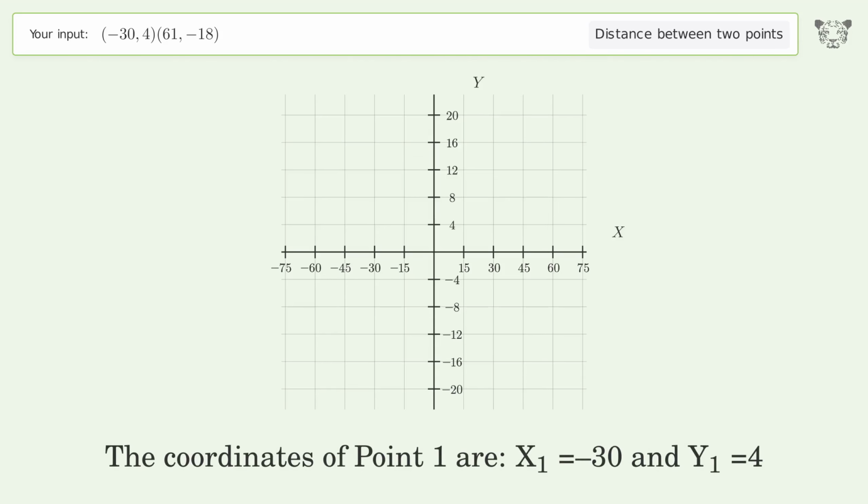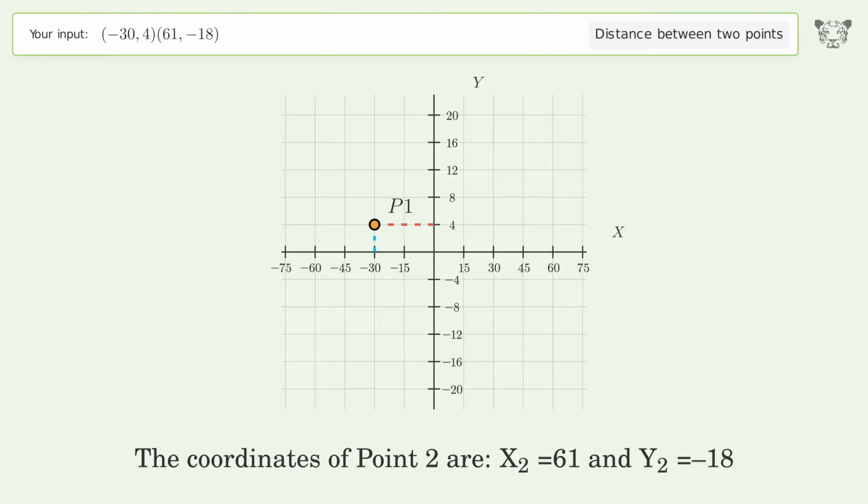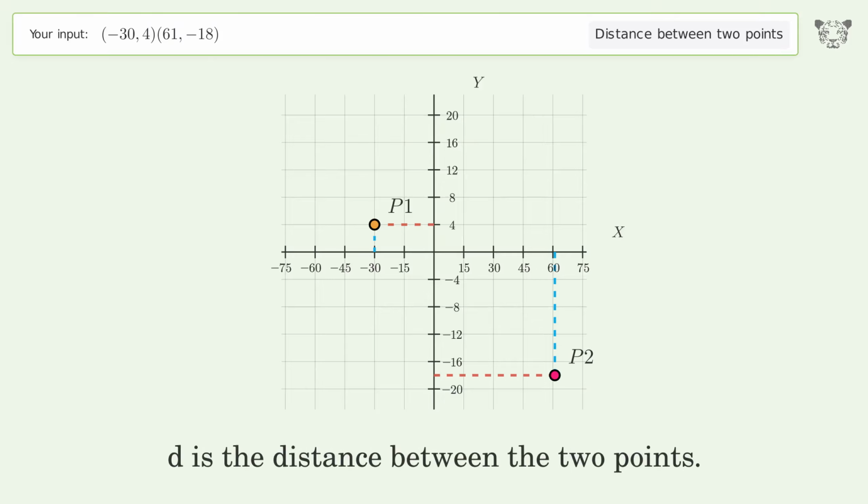The coordinates of point 1 are x1 equals -30 and y1 equals 4. The coordinates of point 2 are x2 equals 61 and y2 equals -18. D is the distance between the 2 points.